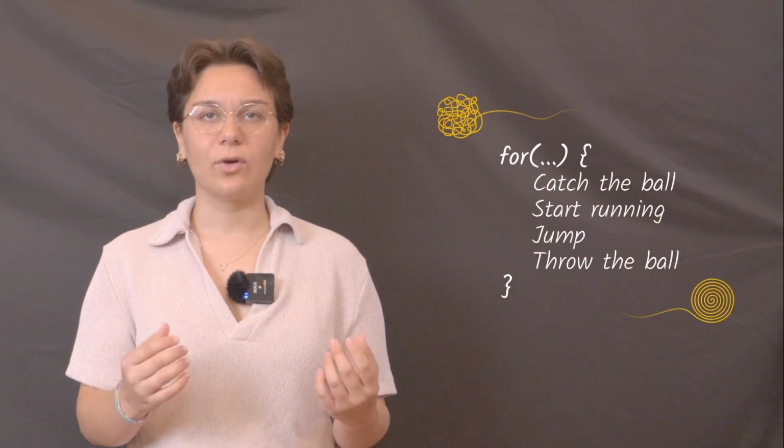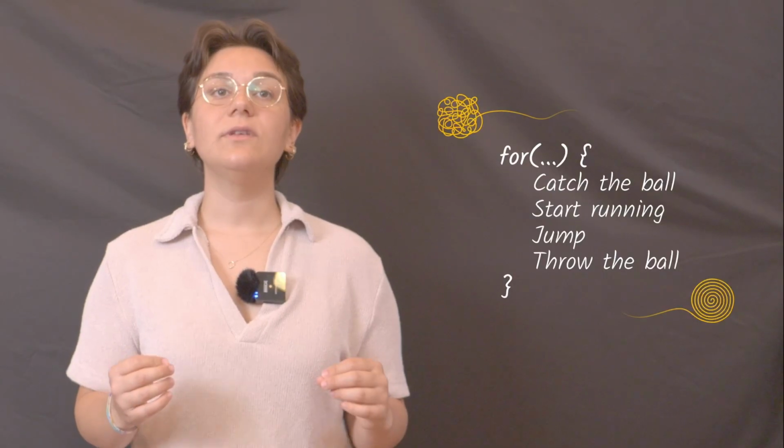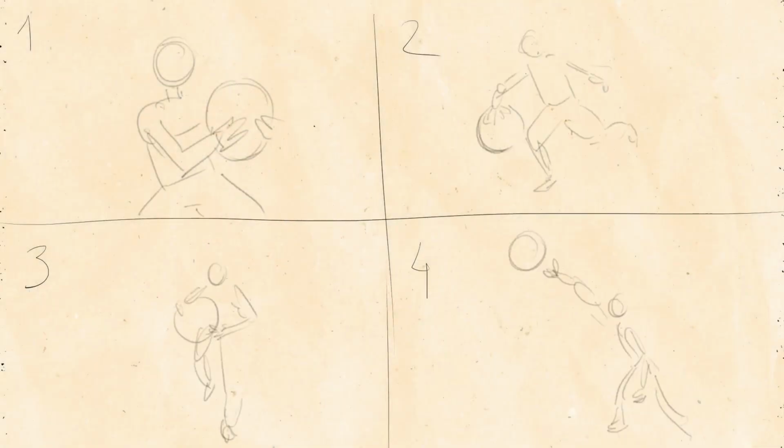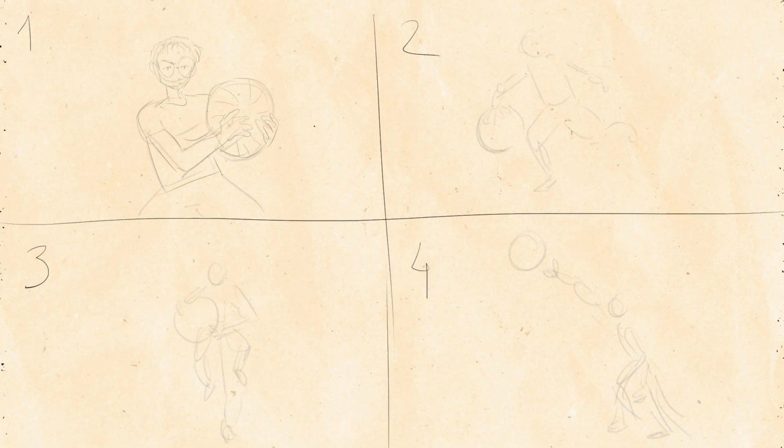Now that we understood how to deal with the counter, we can start thinking about the actual steps that need to be done in order to center the basket. What's the procedure that you have to follow to accomplish that? You could probably do these steps. 1. Catch the ball. 2. Start running. 3. Jump. And 4. Throw the ball.